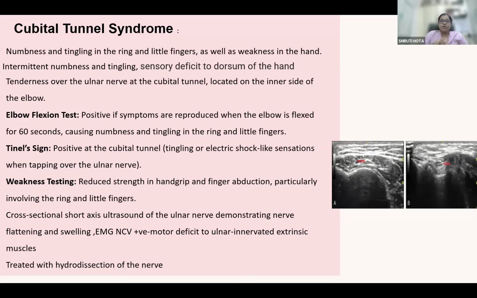When you ask the patient to do hand grip and finger abduction, there will be reduced strength, particularly in the ring and little finger. When you check the ultrasound picture of the ulnar nerve in the cubital tunnel, you see flattening of the nerve and increased thickness of the nerve. Here the EMG and NCV test will come positive, and there is a motor deficit to ulnar innervated extrinsic muscle.